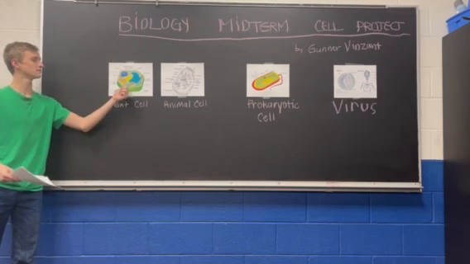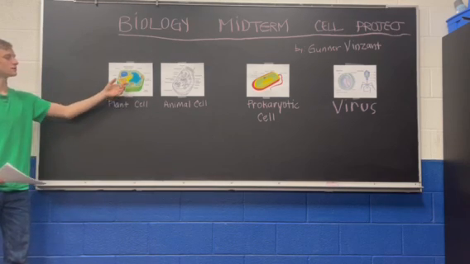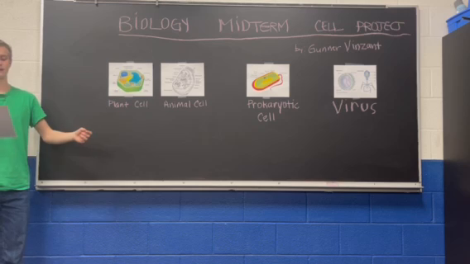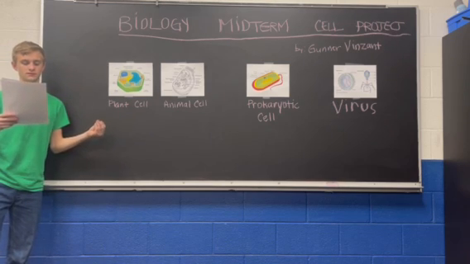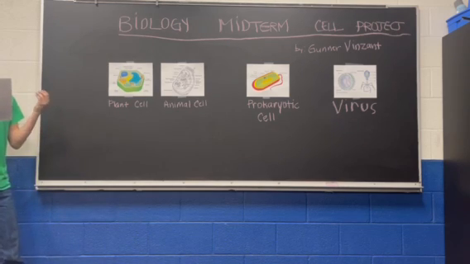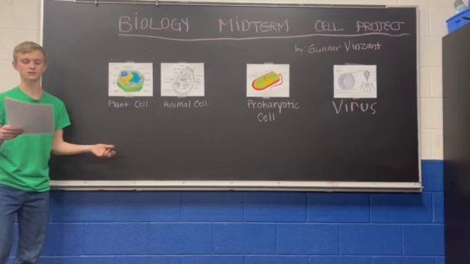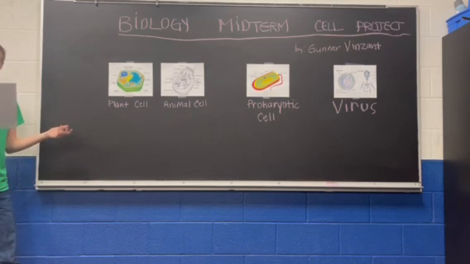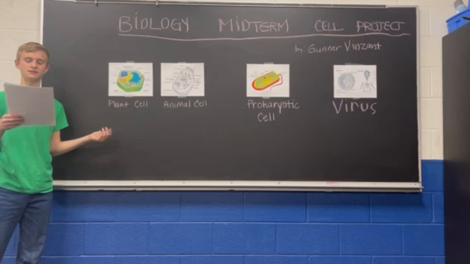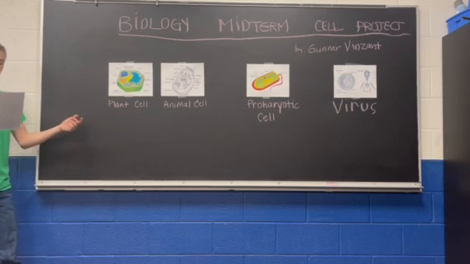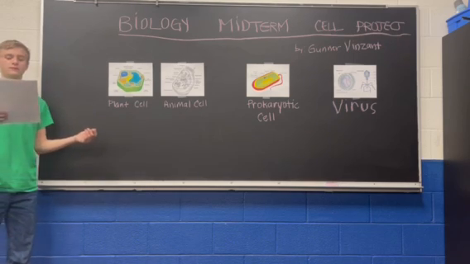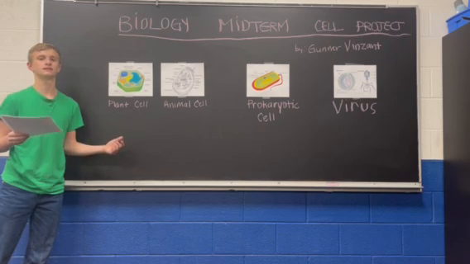Rough endoplasmic reticulum, which is here, right above the smooth endoplasmic reticulum, contains ribosomes and is responsible for producing phospholipids and proteins. These molecules are excreted from the cell and inserted into the cell membrane.